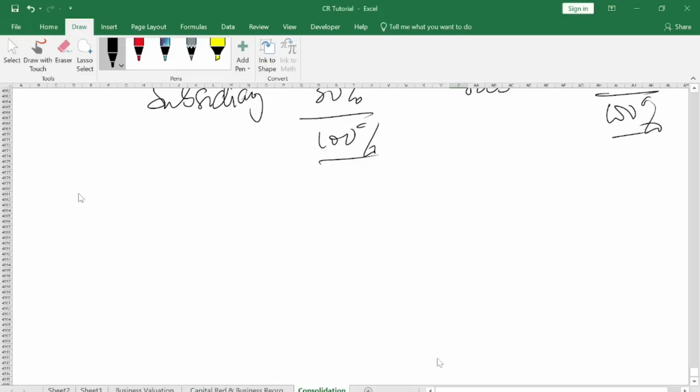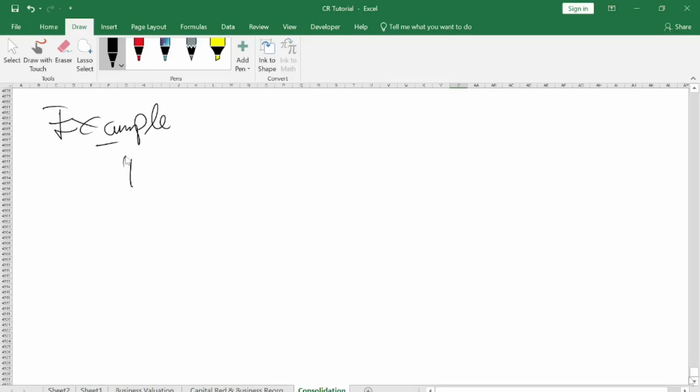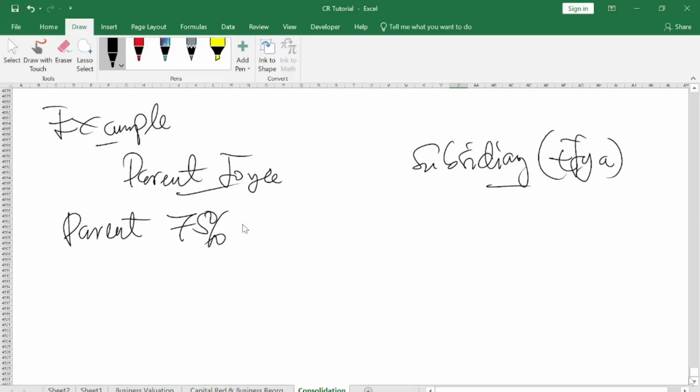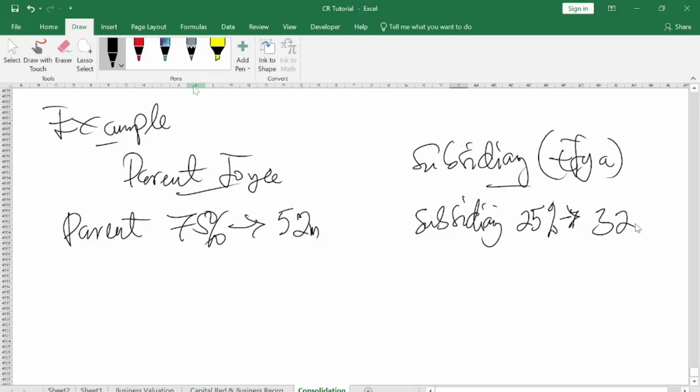All right. So this is the example and the solution. So here we have the parent. Let us summarize it. The parent was Joyce. Now we have also the subsidiary. And the subsidiary is who? Efia. All right. So under it, the parent has equity of 75% in the subsidiary, and the net asset during the acquisition, right? The net asset in the parent is how much? 52 million, according to the question, right? Now, the subsidiary also has 25%, and the equity shares in the subsidiary is how much? Is 32 million in the question.